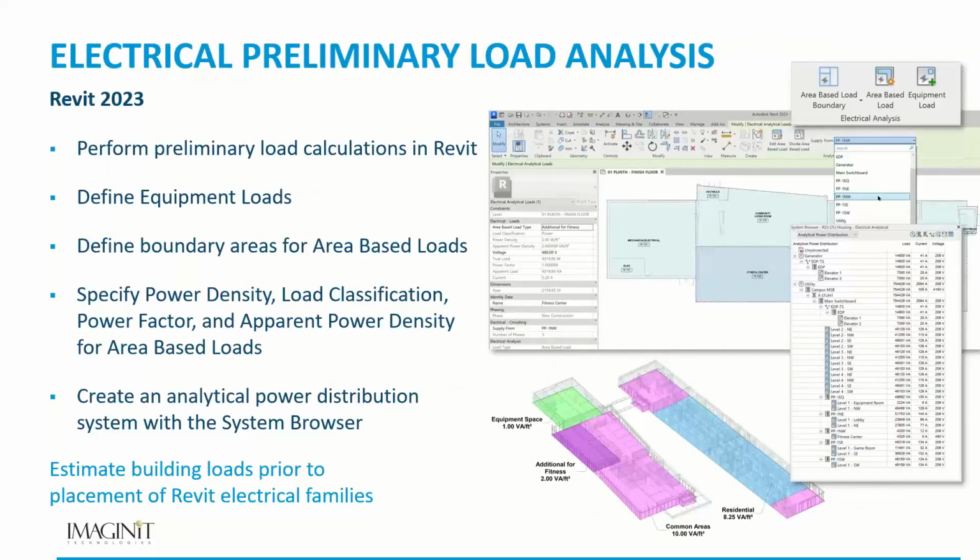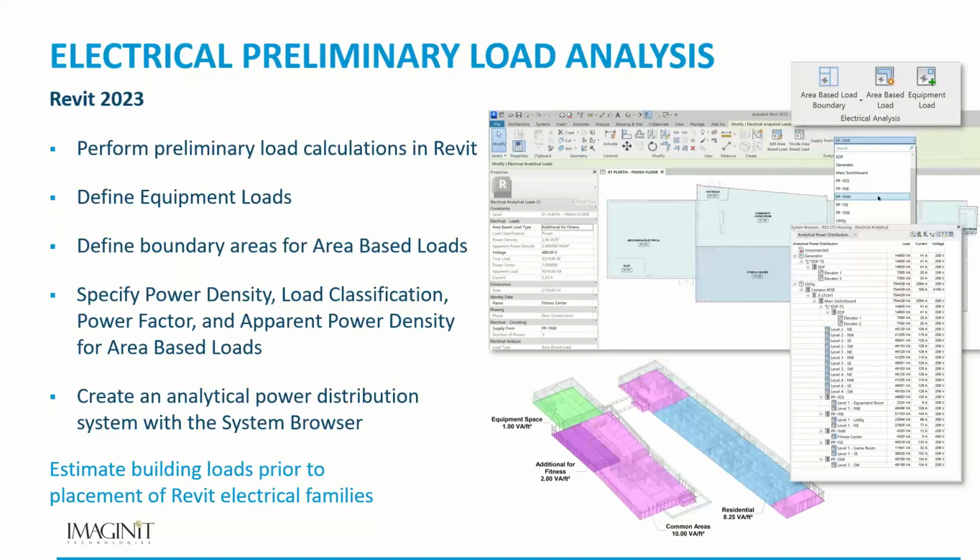New feature altogether included in 2023. That's right. For electrical, you can now do preliminary load analysis. So this tool enables you to define boundary areas for area-based loads and equipment loads. The feature helps you capture the main loads, equipment, and distribution system requirements for the BIM projects inside of Revit.